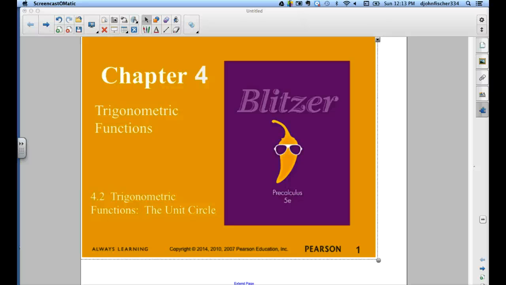Okay, section 3.2. Section 3.2 is going to deal with the trigonometric functions, the unit circle, and we're going to talk about the different parts of the unit circle, a lot of the basics of working with the values, and how to do them by hand without a calculator.